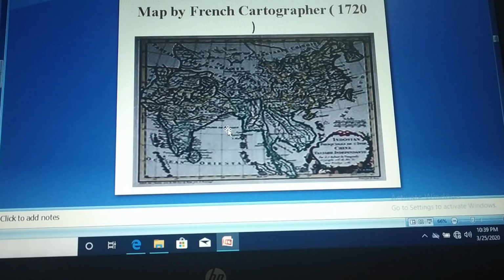And children, I hope you all know what a collection of maps is called? It is called an atlas. And do you know why it is called atlas?